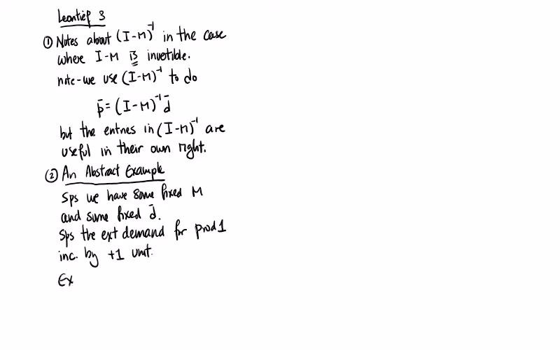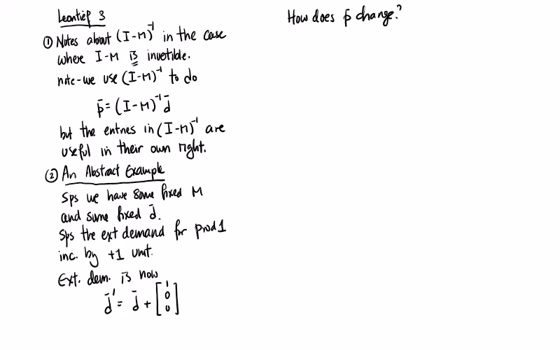The external demand is now, let's call this D prime. This would be the old external demand. It's not a derivative, it's just notation. Plus 1, 0, 0, because we added 1 unit of product 1 to that external demand. So the question is then, how does P change?